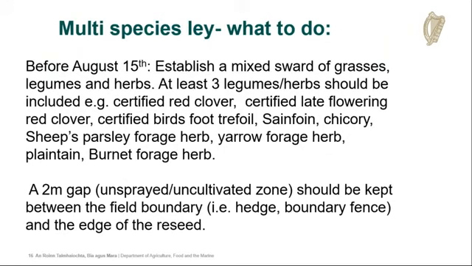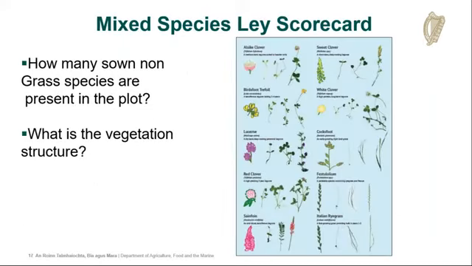We're asking for at least three legumes or herbs to be included in the mix alongside the grass mix. So there's various ones. There's lots of different clover mixes, red and white, and in between outside clovers, and sainfoin, chicory, yarrow, forage herb, burnet, parsley, lots of different ones. We're recommending that a 2-meter gap should be kept between the field boundary and the edge of the reseed.